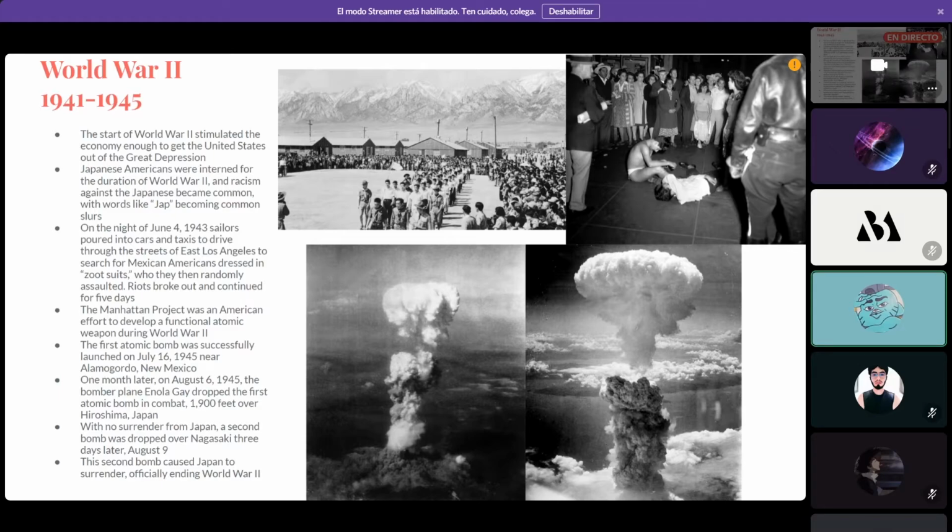Another thing that happened in World War II, and actually led to the end of World War II, was the Manhattan Project and the creation of the atomic bomb. So that's this picture on the bottom here. These are the bombings of Hiroshima and Nagasaki. Hiroshima was the first bomb dropped. And these were the second and third atomic bombs dropped of all time, and the only two bombs used in combat. The first atomic bomb was launched in New Mexico.